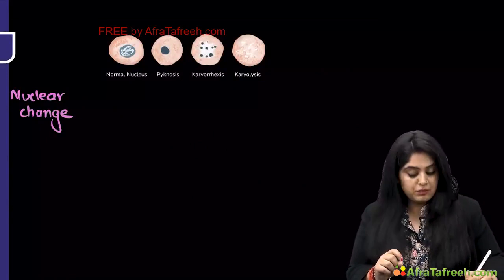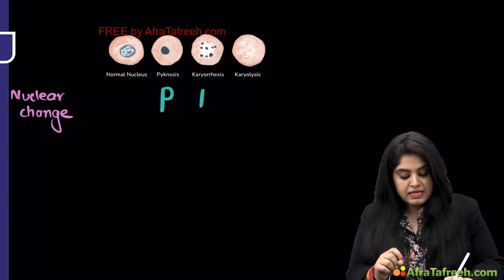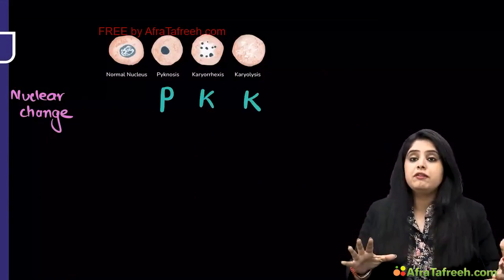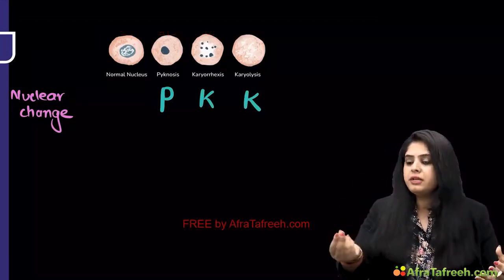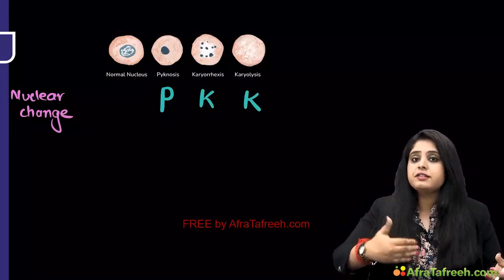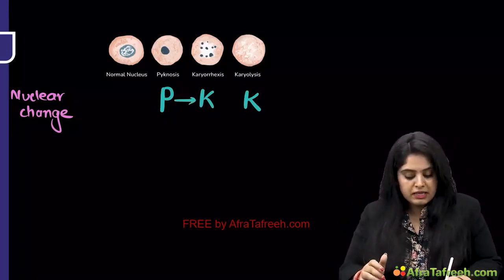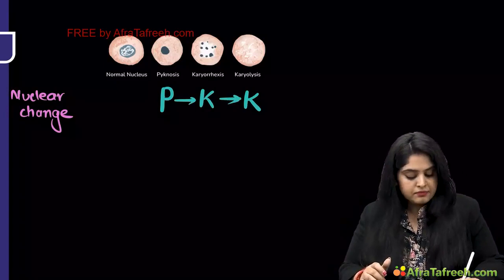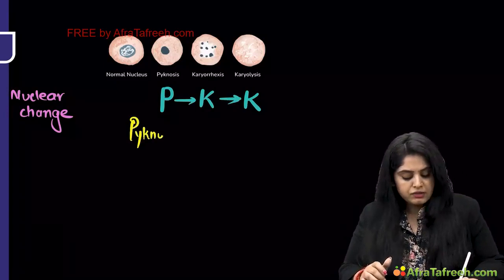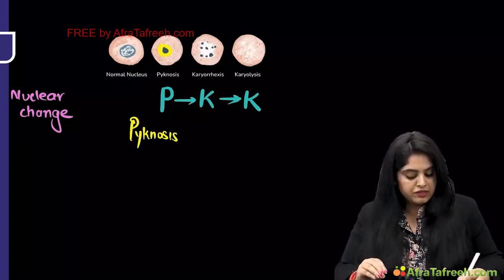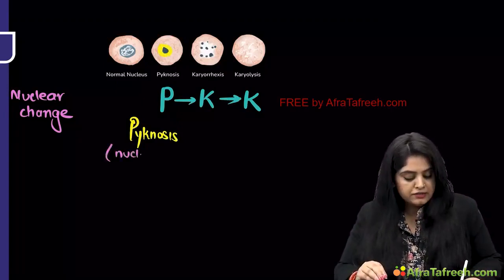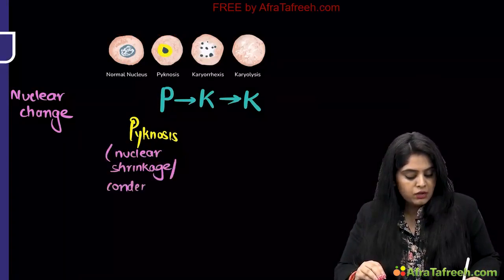So what are the 3 steps? You guys have to know this in the exam. It is known as PKK. First you have to know the order. See, the nucleus is something you got from your parents. It can't break like this overnight, right? It's a step-by-step process. So there is PKK. What is PKK? P stands for pycnosis. Look at this. The nucleus has become so dark and central. So we say there is nuclear condensation, nuclear shrinkage and condensation, that is going to happen. That is what is referred to as pycnosis.